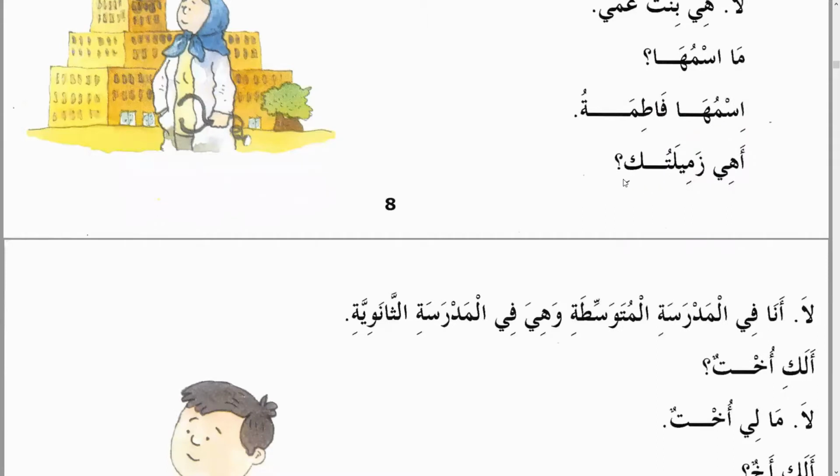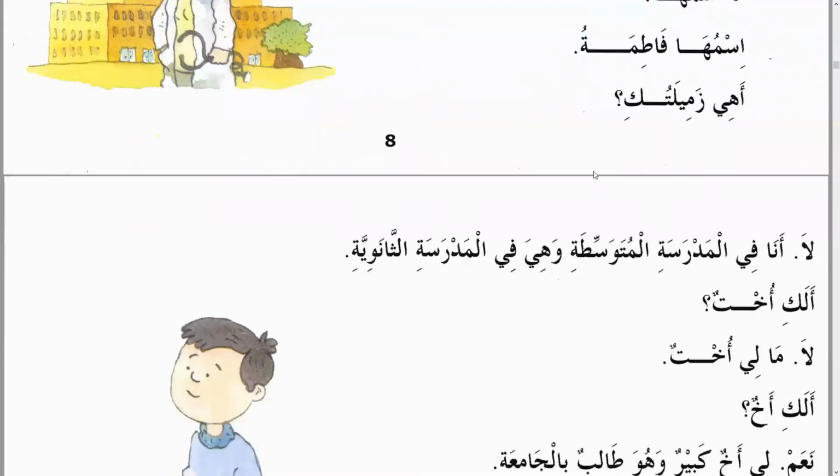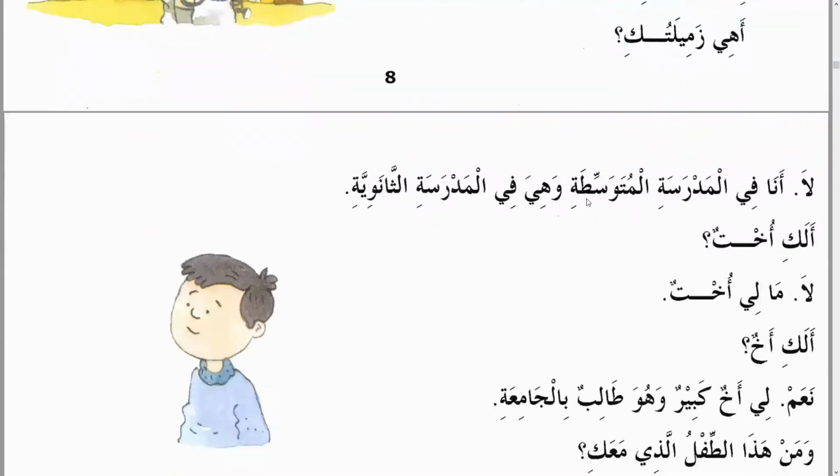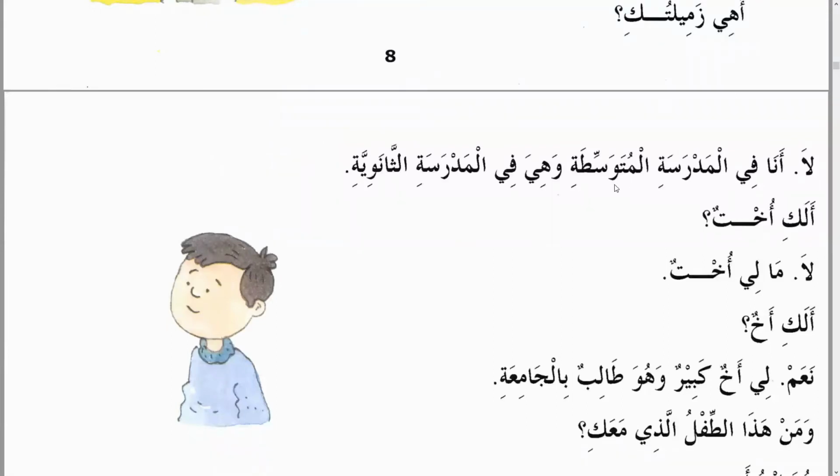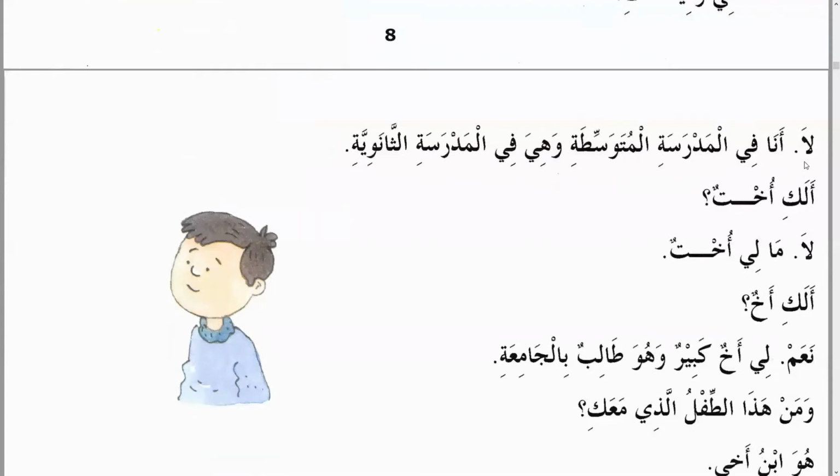Ahiya zamilatuki. Is she your colleague? A classmate? Zamilatu, because she's in school, right? Not colleague, classmate. Zamil could be a colleague in the office or a classmate in the classroom. Is she your classmate? La, no. Ana fil madrasatil mutawassita. I am in the middle school. Mutawassita is the middle school, or it's called middle, right? Wahiya fil madrasatil thanawiya. And she's in the secondary school. The American system or something. Yeah? They have primary school, middle school, secondary school, high school. We don't have all that in India. Ana fil madrasatil mutawassita. Wahiya fil madrasatil thanawiya. And she is in the secondary school.